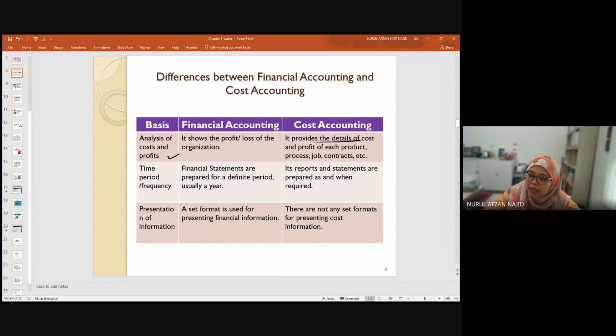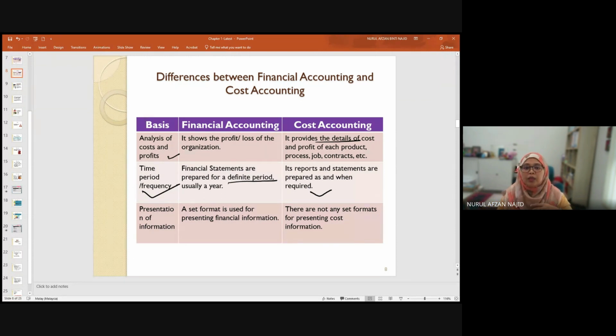Okay. In terms of time period dan kekerapan, frekuensi, berapa banyak kali kita nak prepare the account. Dalam financial accounting is more on definite period. You dah tahu, kalau financial accounting, company tersebut kena prepare selalunya setahun sekali. Setahun sekali dia kena prepare the financial statement. Contohnya statement of financial position for the year ended 2024. Statement of profit and loss at the end of 2024. Itu definite period. Okay. Tetapi untuk cost accounting, when it is required, when it is needed.